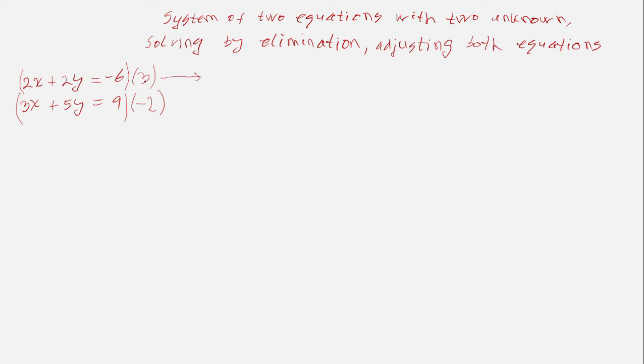That would still give us the solution. So let's multiply the top equation by 3. So 3 times 2x is 6x. 3 times 2y is 6y. And then 3 times negative 6 is negative 18.